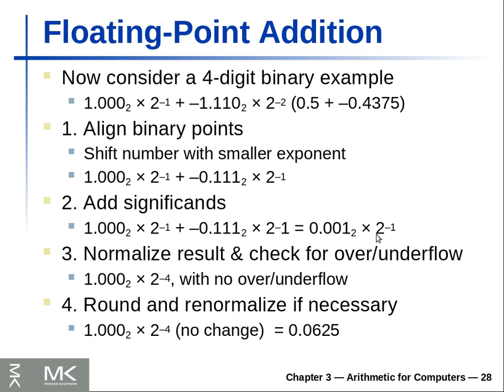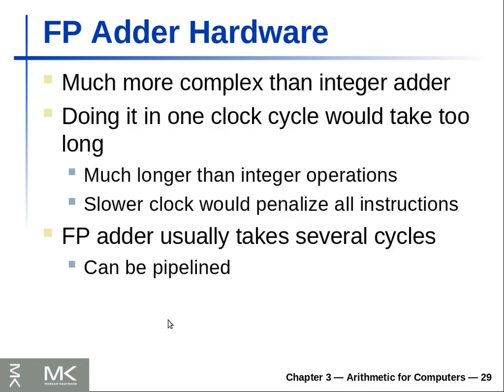So then it was 0.002 times 2 to the negative first. Now you have to normalize it, because the 1 needs to be over here. So we need to, 1, 2, 3. So we want to shift that decimal point down 3 times. We need to subtract 3 from the exponent. There's no over or underflow, that's great. And there's no change or need to round and renormalize, so then we're done with our answer. Alright, great.